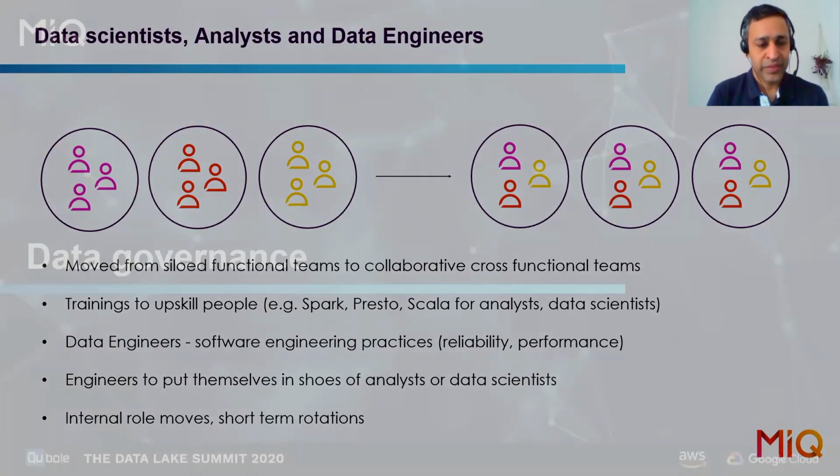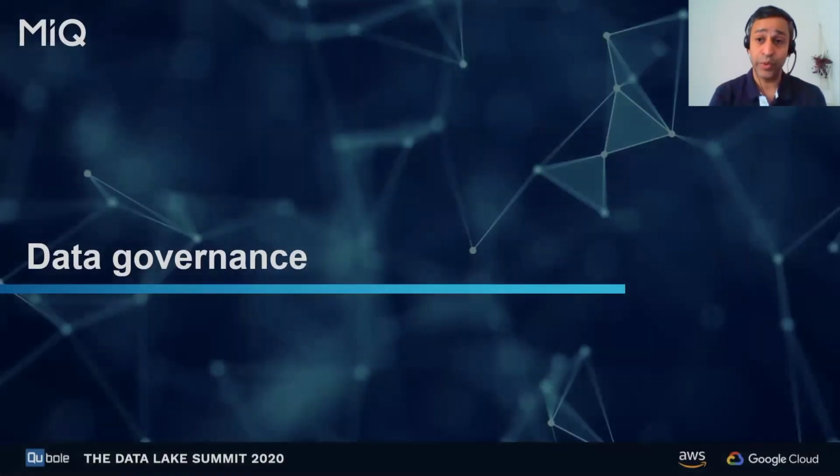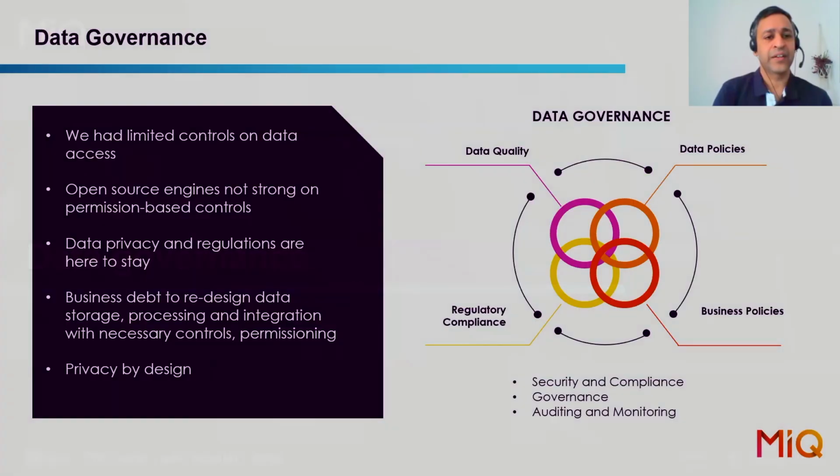Okay, so yeah, I think the next important piece to talk about is data governance, right? I think obviously in the last 2-3 years, with the likes of GDPR, CCPA, right? This has become a strong focus area. When we started off, this was not as much of a focus area, right? We had limited controls on data access. A lot of the open source big data engines also did not have that as a strong focus area, right? Permission based controls, authorization access, and stuff like that was not a primary driver, right?